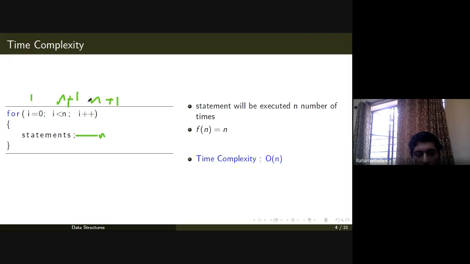So you add all these things together: n plus n plus n, 3n plus 3. Still the time complexity of the function is linear, because it represents a polynomial something like 3n plus 3. So here we take the degree of the polynomial. The degree of this polynomial is 1, which means that the time complexity is linear.